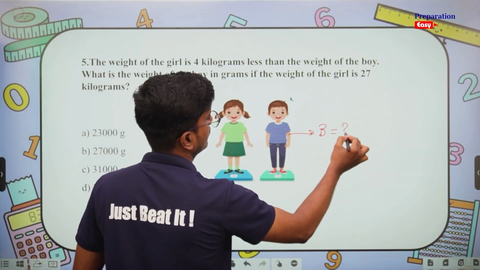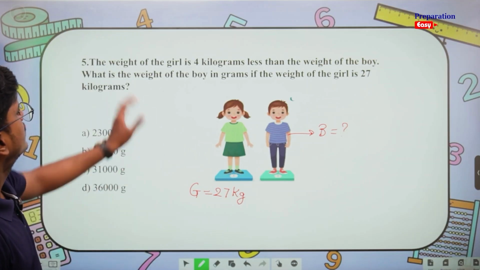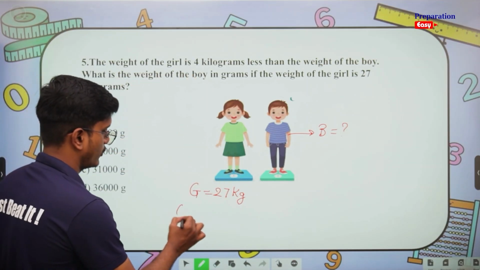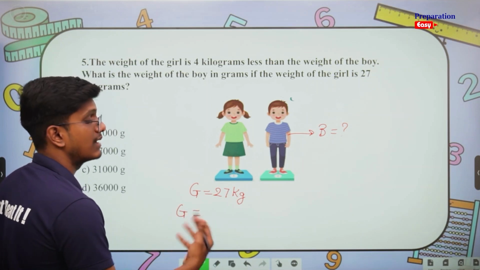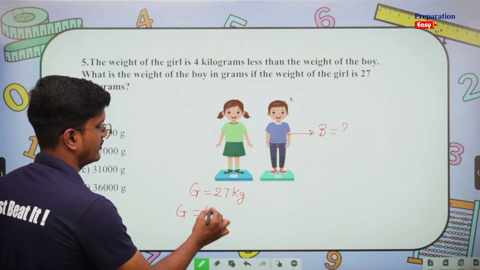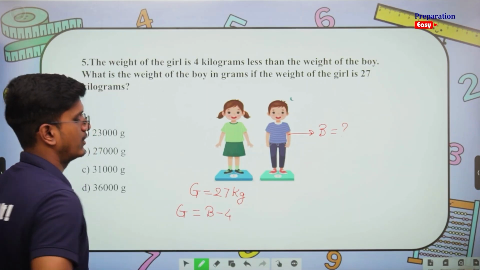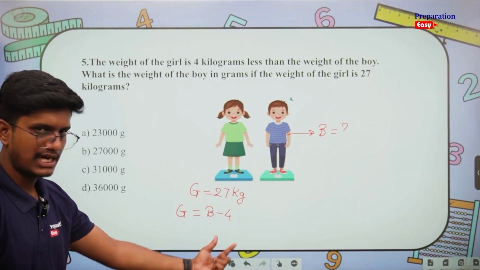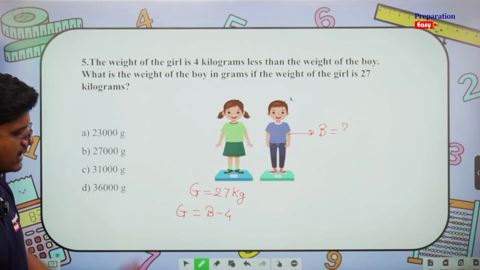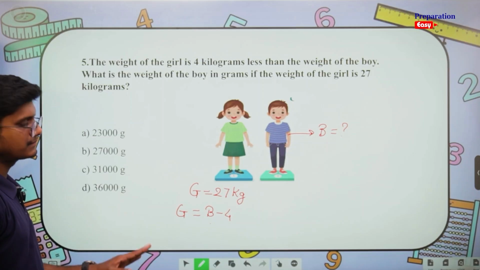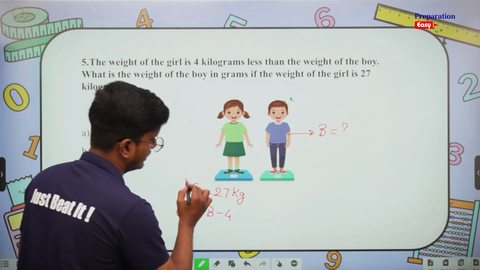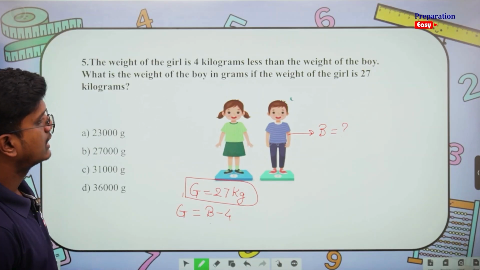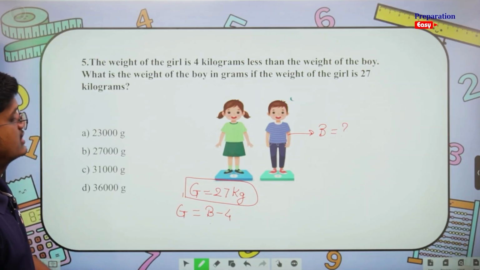So we don't know the weight of this boy, and also they have said that the weight of the girl is 4 kilograms less than the weight of the boy. Whatever amount of weight the boy has, if we subtract 4 from that weight, we will get the girl's weight, right? They have given the girl's weight, and we have to find the weight in grams.